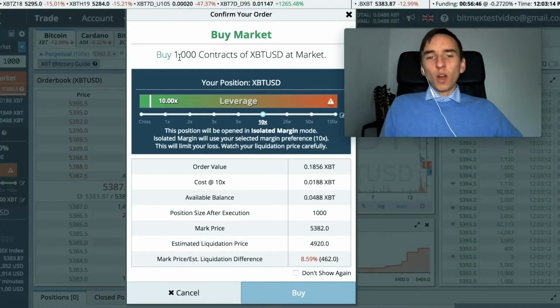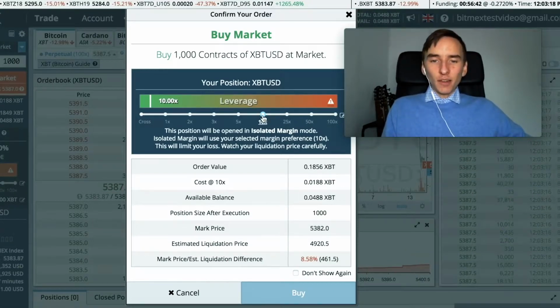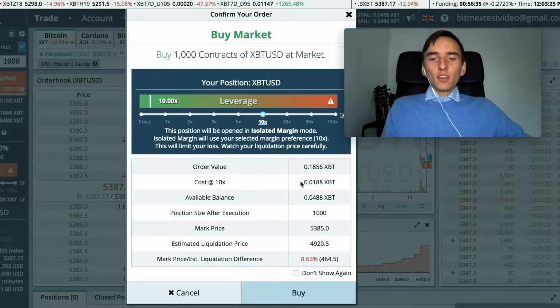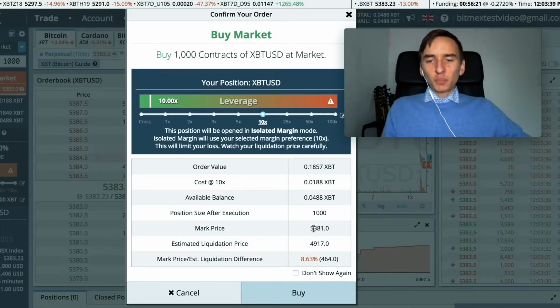We're going to buy 1,000 contracts with a market order with 10x leverage. The order value is this. The cost is 10 times less because of the 10x leverage position, our available balance. The market price is the current price of Bitcoin, and the estimated liquidation price.